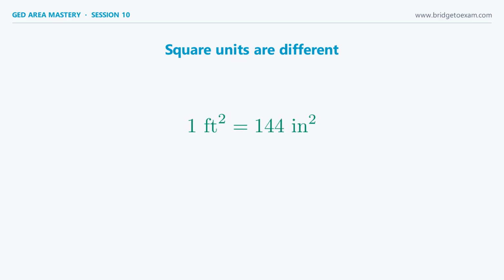Welcome to Session 10. This one looks like the easiest session in the course and quietly costs more marks than almost any other. The reason is a single idea most people never get told. Square units do not convert the way regular units do.